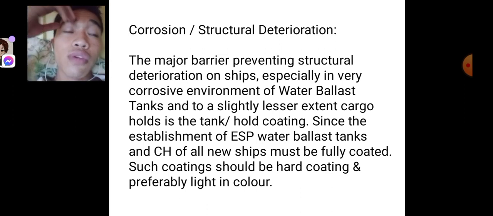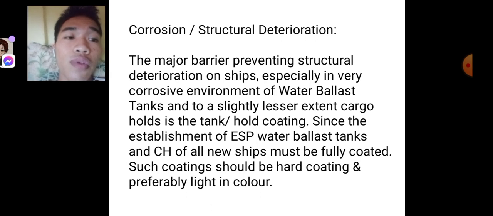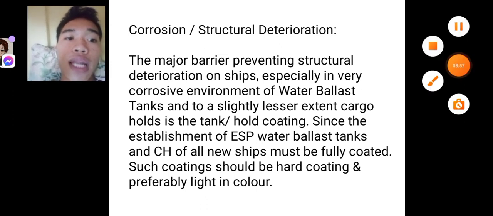Basta ganun, survey program to. Then the water ballast tank and cargo holds of all new ships must be fully coated, such as with hard coating, probably light in color.